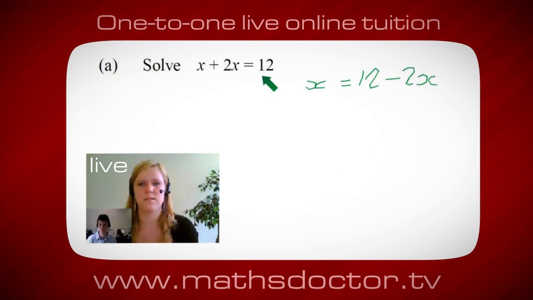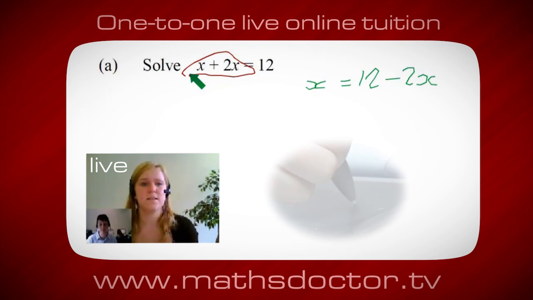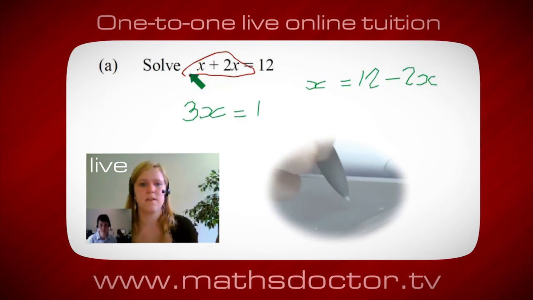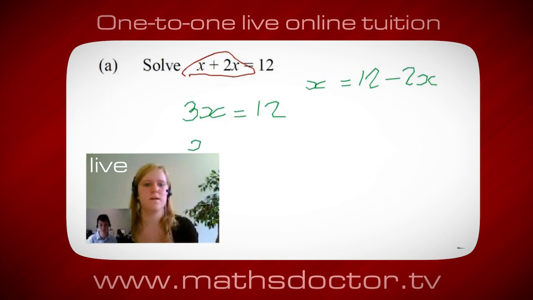x equals 12 minus 2x. Okay, so a lot of the time we want to get x by itself, but what we want to do first is get all of these x's together. So can you see anything we can do with this? Get all these together in one place. Oh, okay, it's 3x, isn't it? Yeah, absolutely. 3x equals 12. Oh, and so x equals 4. Brilliant, spot on, well done.